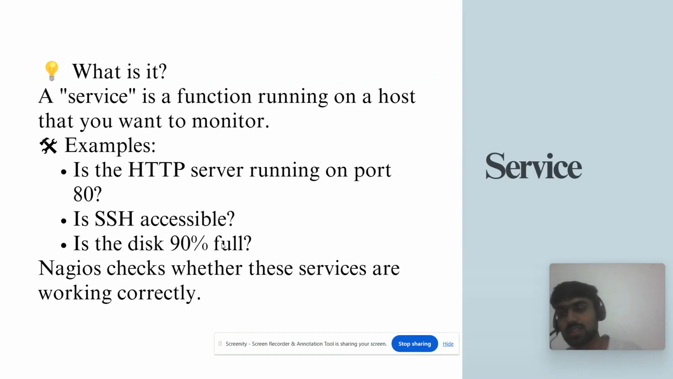A service is something running on that host. The host runs these services. For example, if there is a web server, SSH, or a database, it runs some services, like an HTTP server running on port 80. Nagios checks whether these services are working correctly or not, for example whether the disk is 90% full.